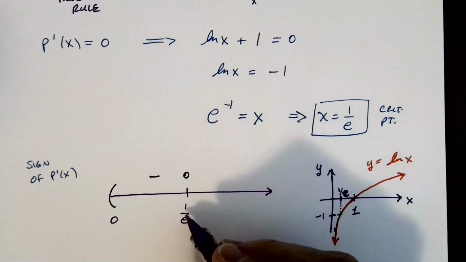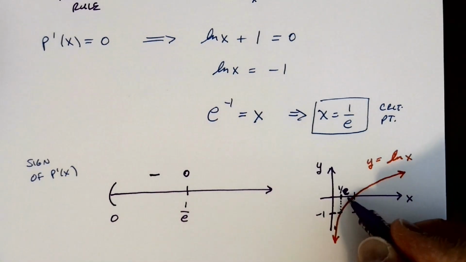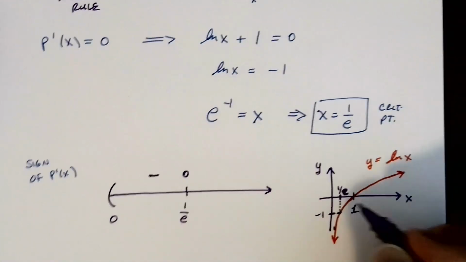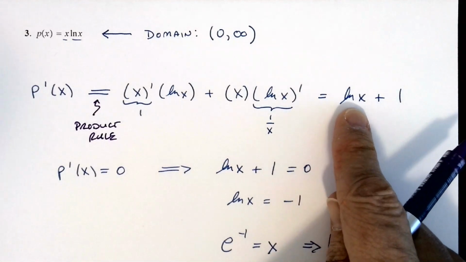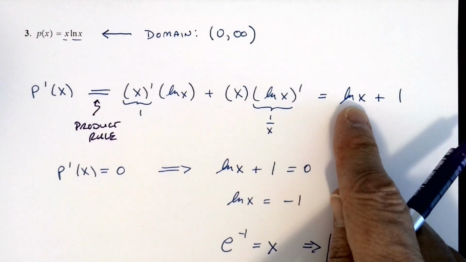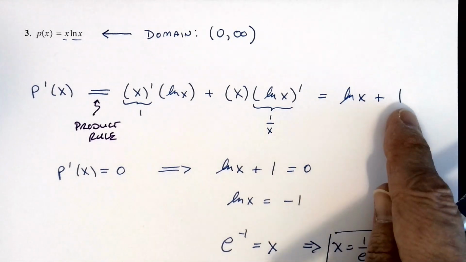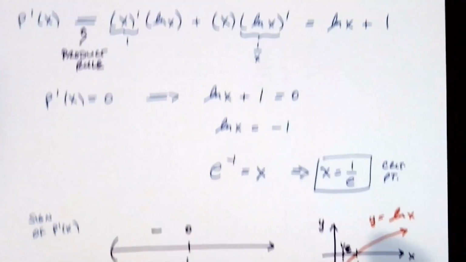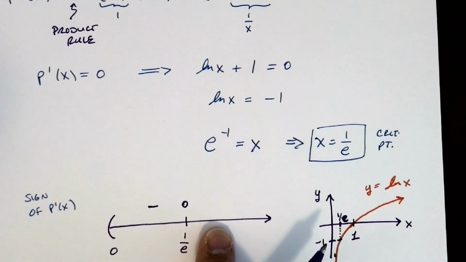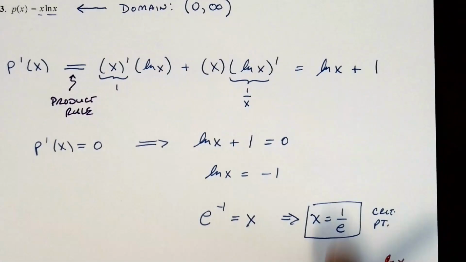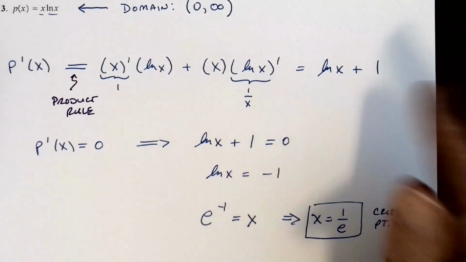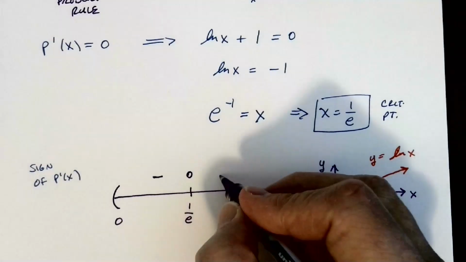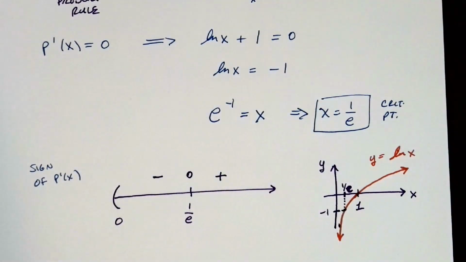If I plug in something greater than 1 over e, the natural logarithm is greater than -1, like -1/2 or something. And if I plug in that value, adding 1 to it will make it positive. Or if you just want to say at 1, when 1 is over here, I can plug in 1. Natural log of 1 is 0. 0 plus 1 is positive 1. Important thing is positive on that interval.